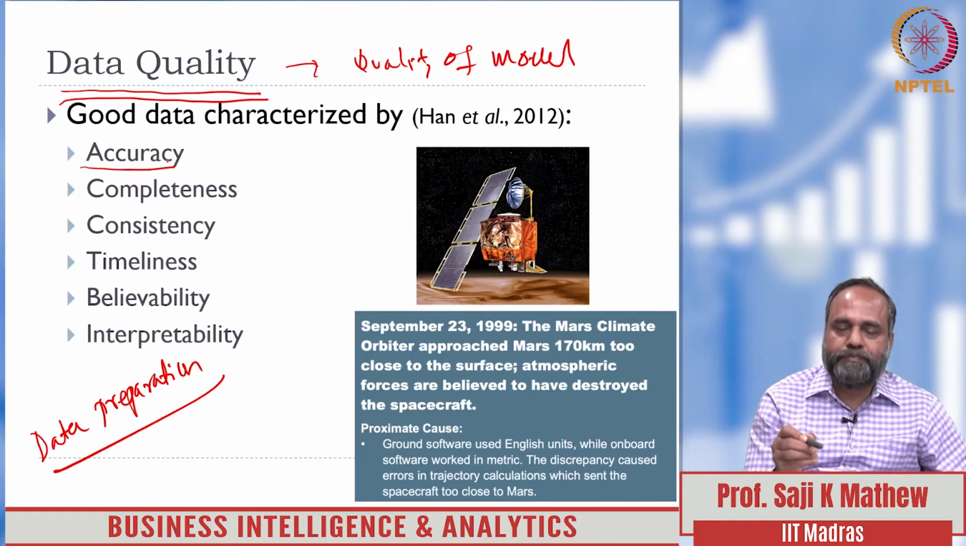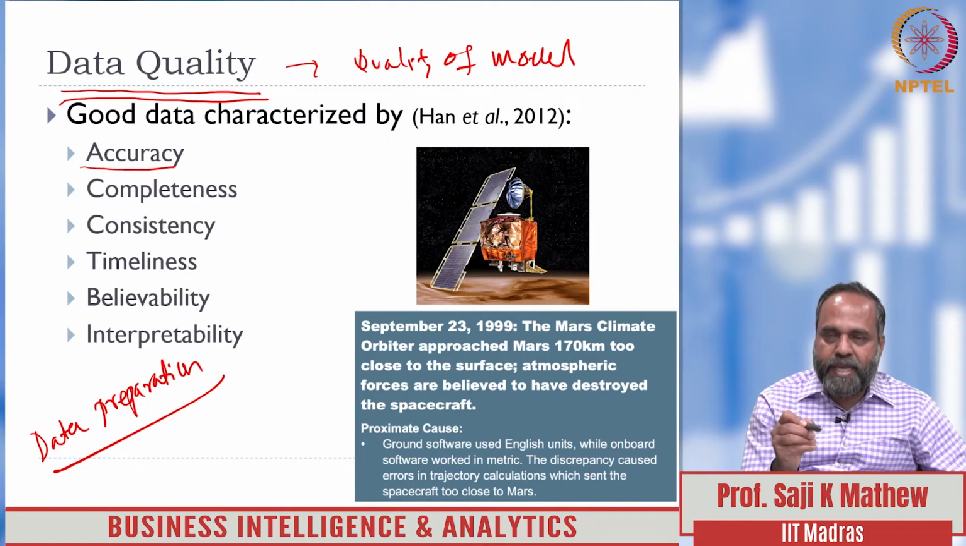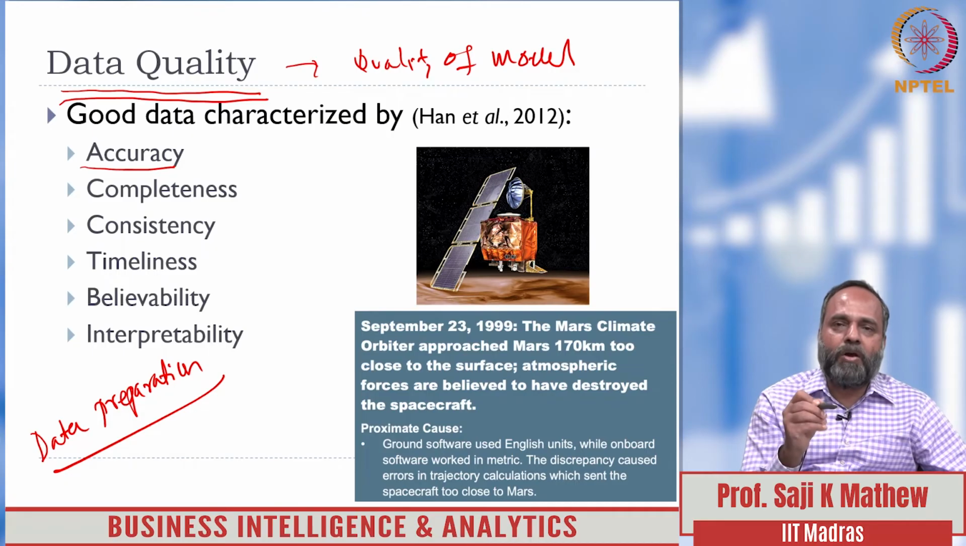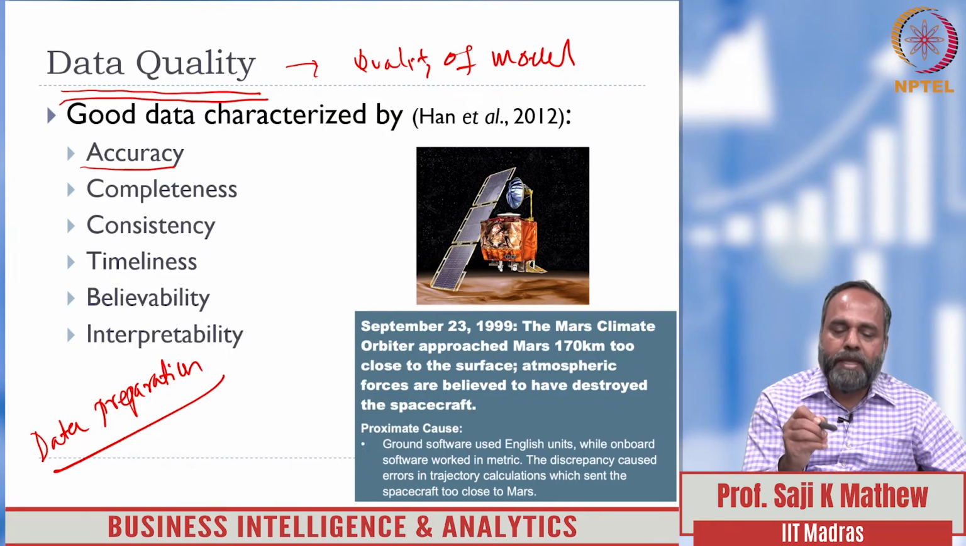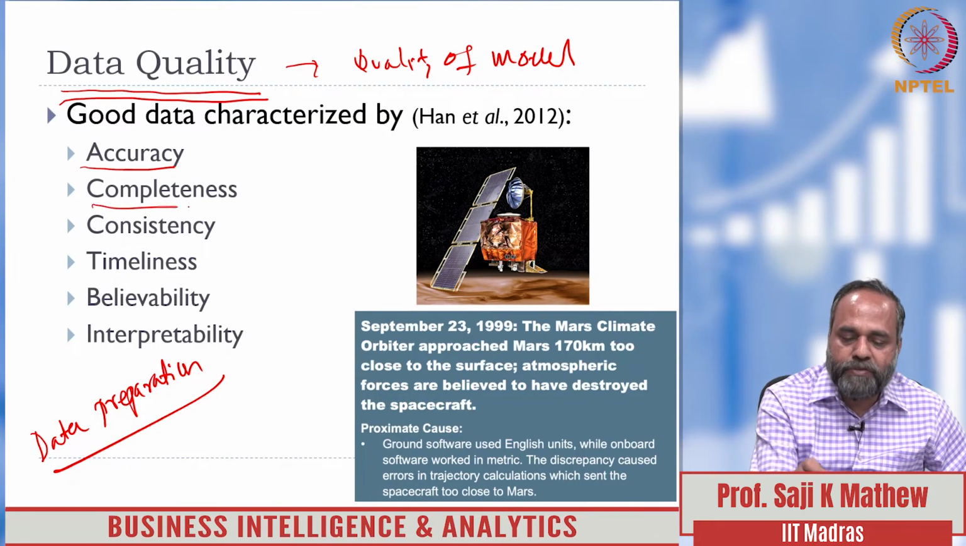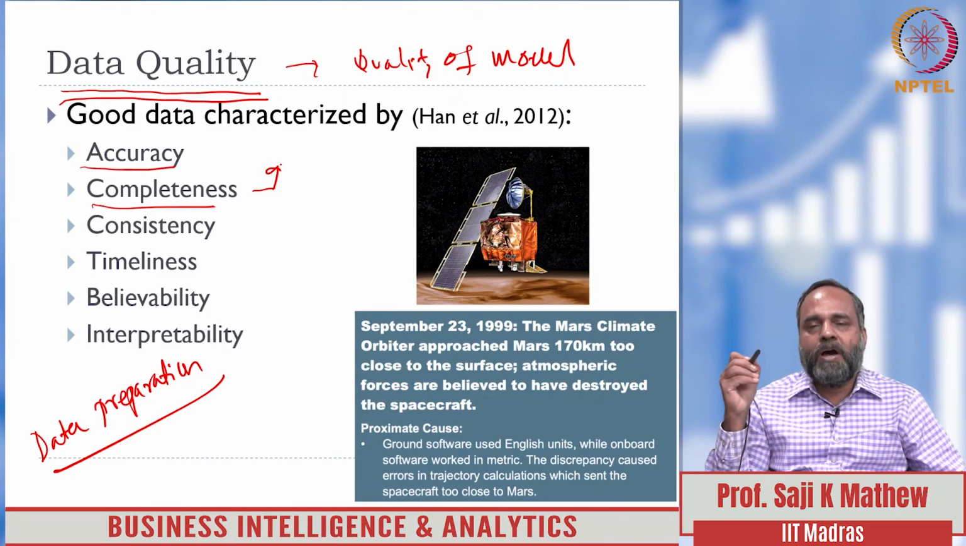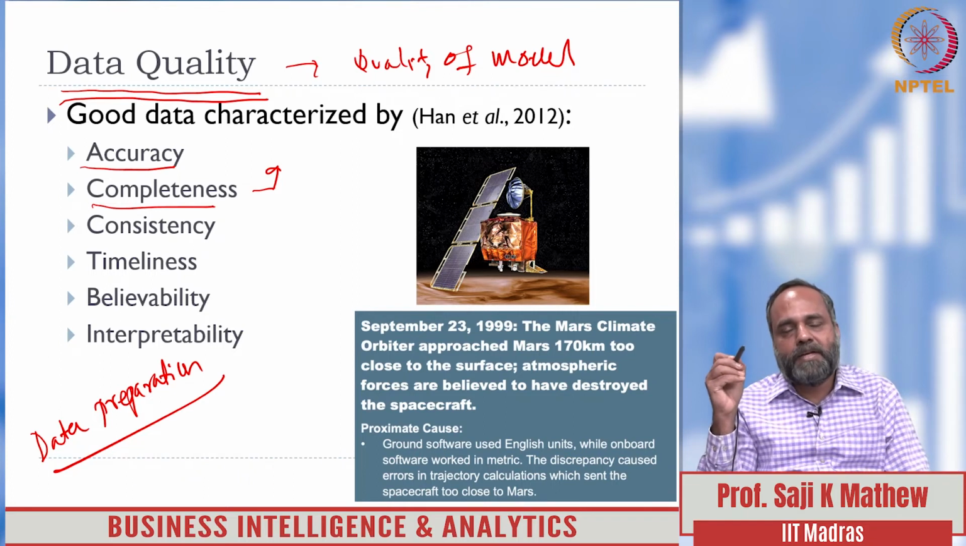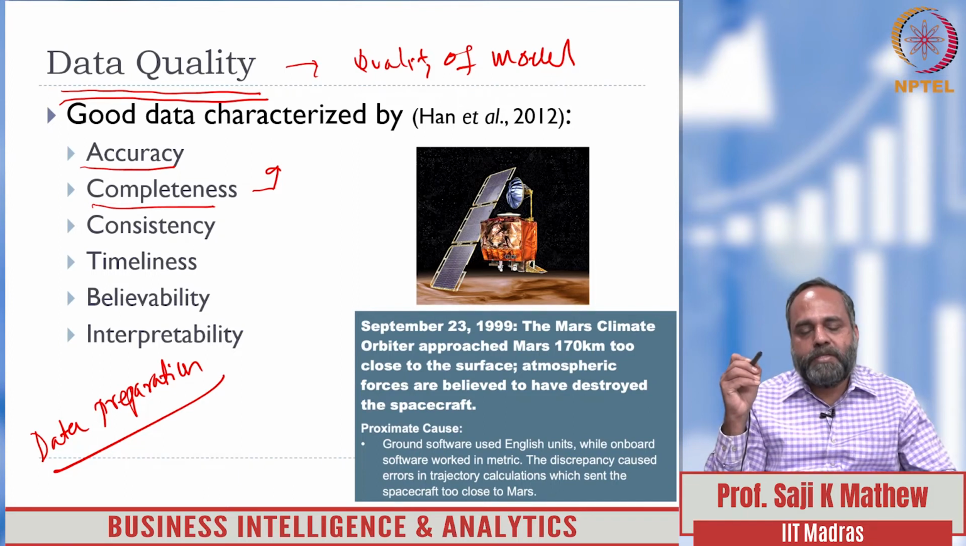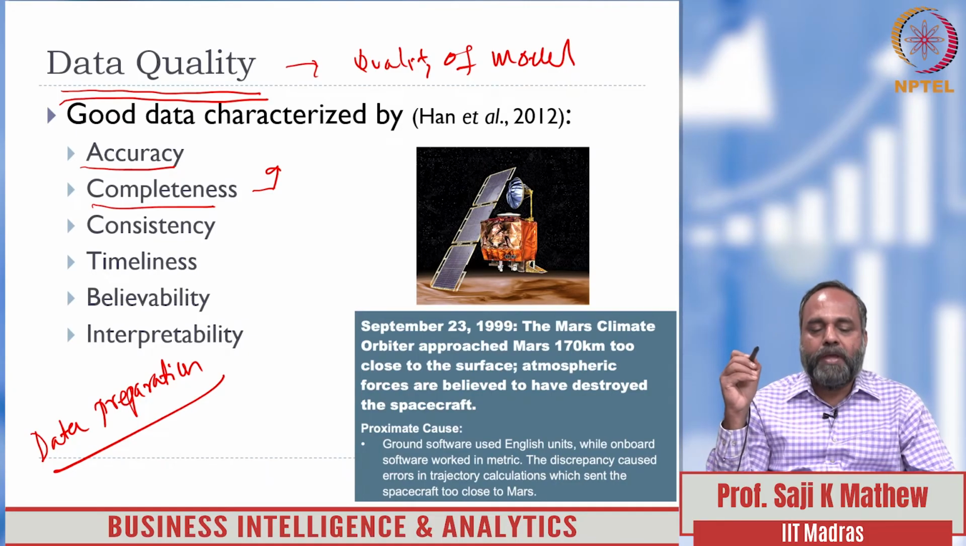accuracy of data, whether the data is captured accurately or not, then completeness of data, that is where the problem of missing data comes. You have a lot of missing data, and therefore that is something that needs to be addressed before you use the data. And consistency. What is consistency?